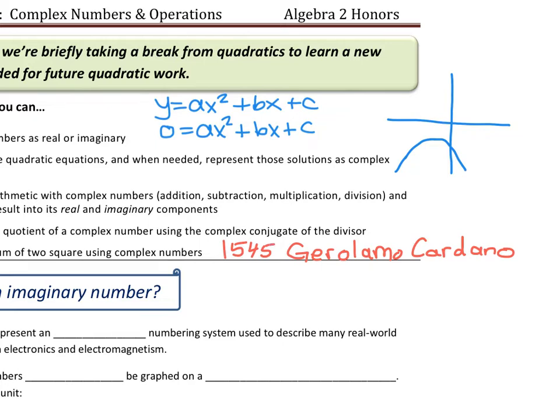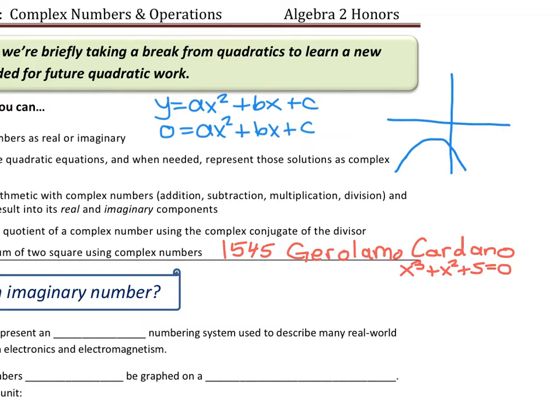Girolamo was struggling with how to describe solutions to cubic equations. In other words, an equation that has a power of 3 in it. I'll just write something here. We're actually going to be doing that in the next chapter. So he was grappling with that. You can actually take a cube root of a negative number, and that's where he was struggling and trying to come up with some concepts around that.